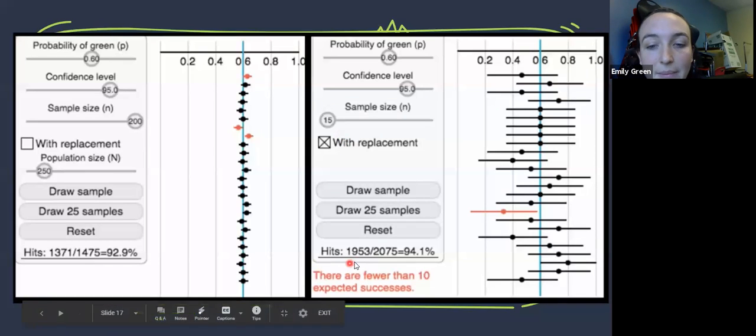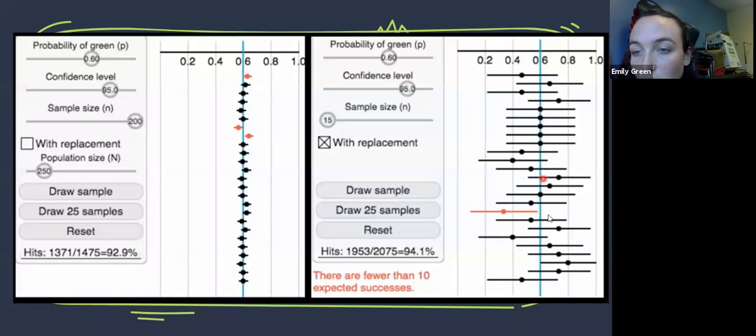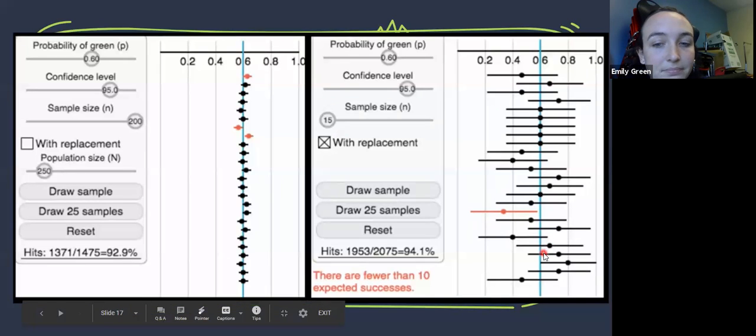And you can see, again, I'm getting the same problem. I promised a 95% confidence level, but I only got 94.1%. And there are fewer than 10 expected successes, which is an issue. And you can see here are some of the confidence intervals that don't include the actual mean.